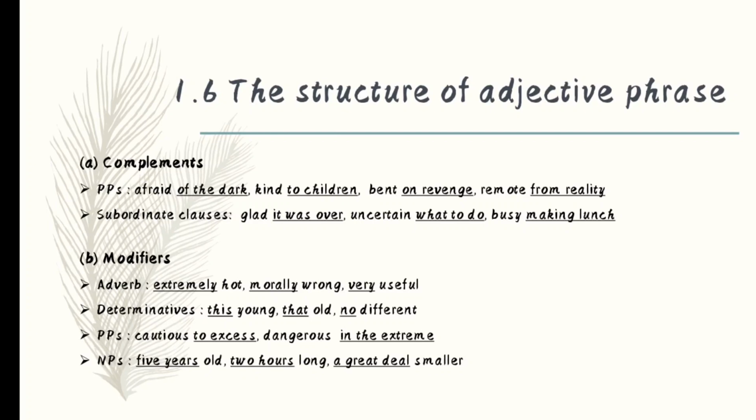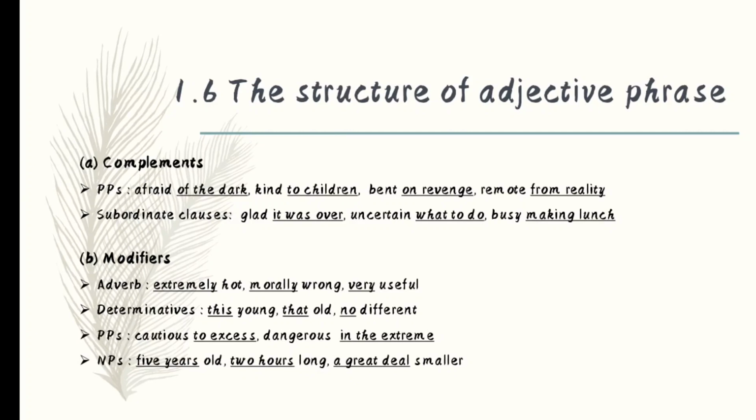Remember, the choice of preposition depends on the head adjective. So, we could not say afraid on the dark or bent of revenge. It also happens in subordinate clauses, which depend on the adjective. So we couldn't say glad what to do and busy to make lunch and so on.